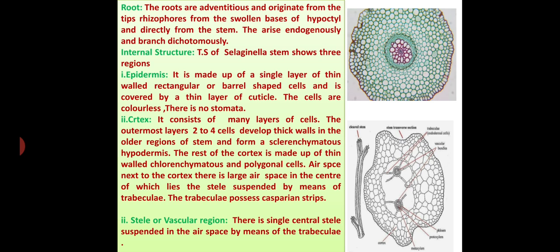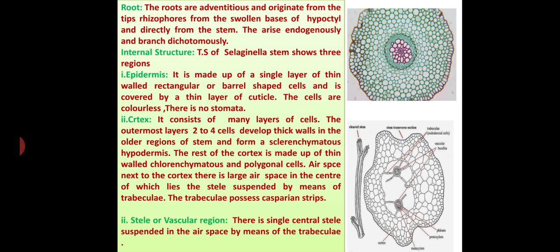Then we discuss the internal structure of Selaginella. First we discuss the TS of stem. Transverse section of Selaginella stem shows three regions: epidermis, cortex and stele. First part is the epidermis. It is made up of a single layer of thin-walled rectangular or barrel-shaped cells and is covered by a thin layer of cuticle. The cells are colorless. There are no stomata.